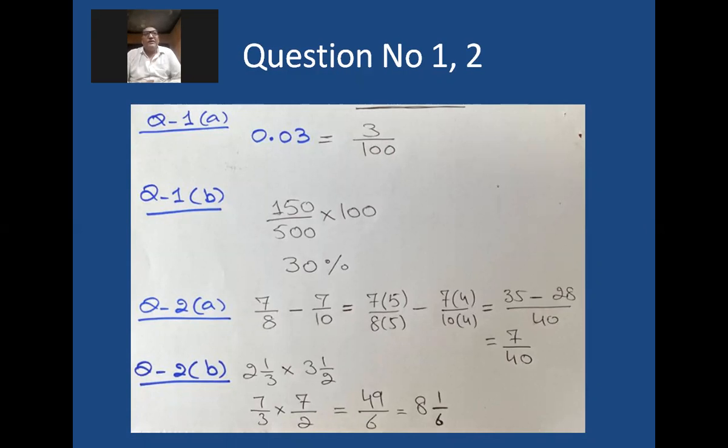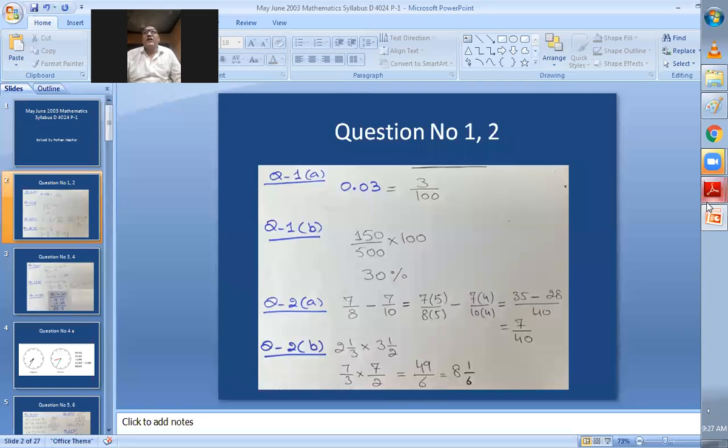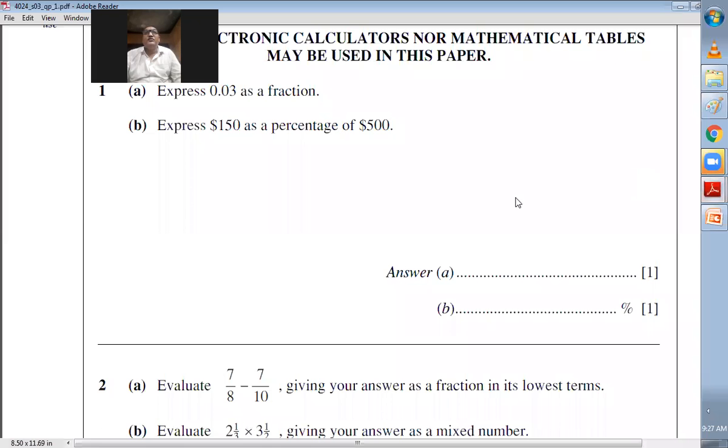If you want to do the B part, 150 as a percentage of 500. So 150 divided by 500 multiply 100. So 0, 0 will be cancelled with a 0, 0, and 150 divided by 5, that will be 30. So 30% is the answer. So this is the question number 1. Now let's move to the next question.